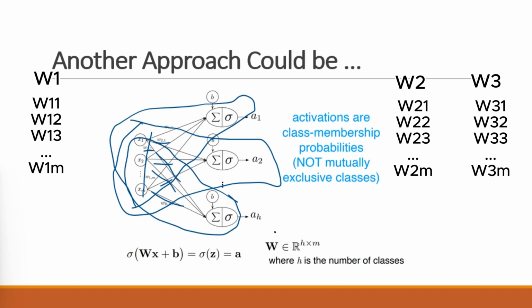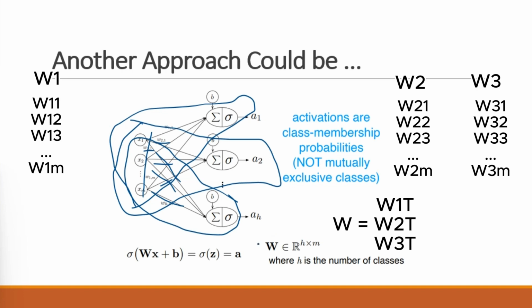If I stack them, I can stack them to make a weight matrix. So I can write this matrix, I think I would need to transpose this, so we would have w1 transpose, w2 transpose, and w3 transpose.